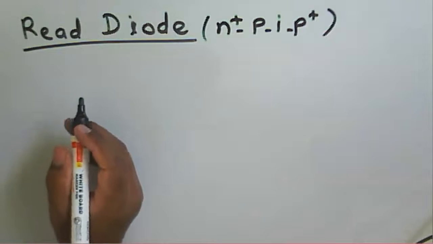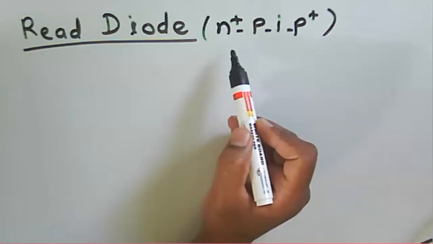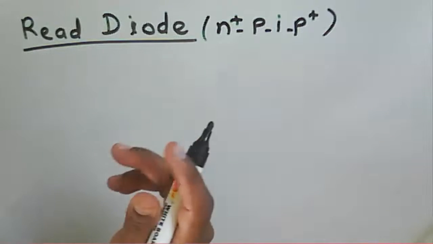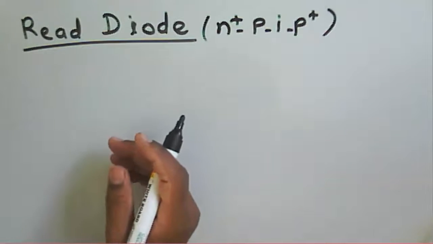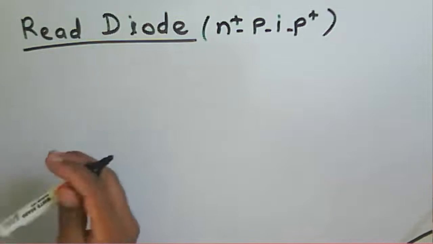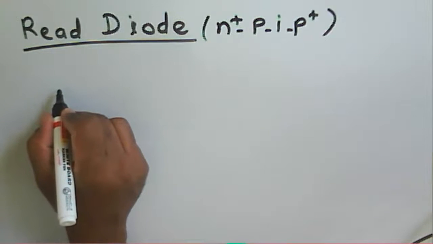We can even manufacture this same kind of diode with a P plus instead of the N plus, and then an N plus at the other end. So we can design a read diode using highly doped material. Now we see how this diode works, so we are going to draw a read diode and its structure.